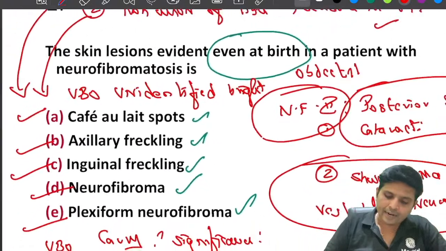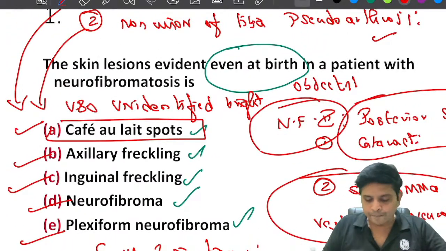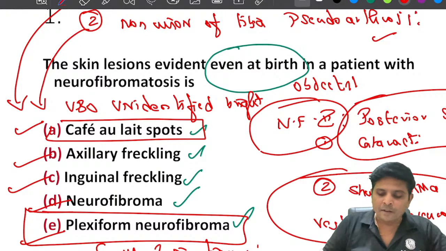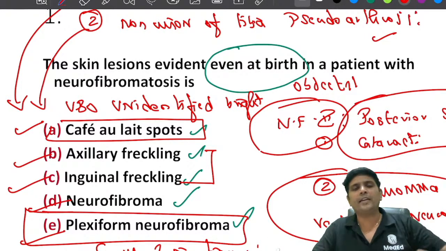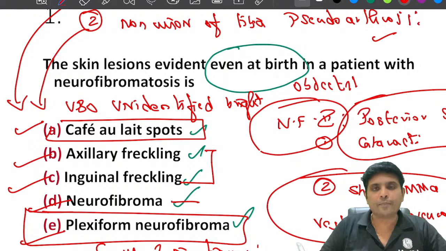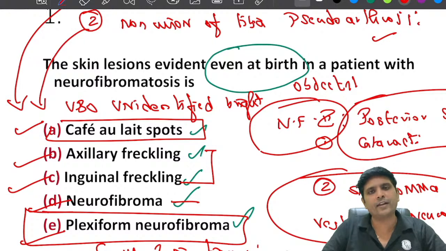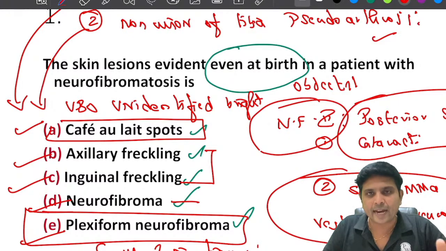So going again, what are all the things at birth? Café-au-lait spot is present at birth and plexiform neurofibroma is present at birth. Whereas axillary freckling and inguinal freckling are present from 3 to 5 years of age. Neurofibroma characteristically increases in number and size after puberty. So the answer for this one is A and E.